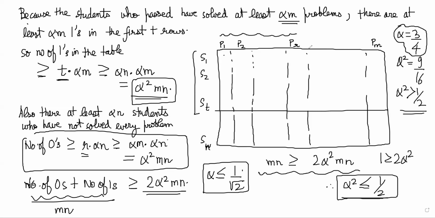I hope you are understanding the logic. We are counting the number of integers in the table. The total number must be mn, and we have found an inequality on the number of ones and the number of zeros. Once we establish the inequality, we get a condition on alpha square, right? That helps us prove that the second case, alpha equal to 3 by 4, is impossible. Whereas the first case, alpha equal to 2 by 3, was established by taking a simple example. We just set up the situation ourselves. Okay, let's look at the next problem.